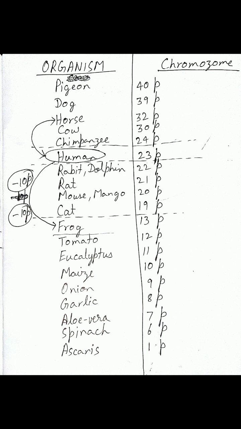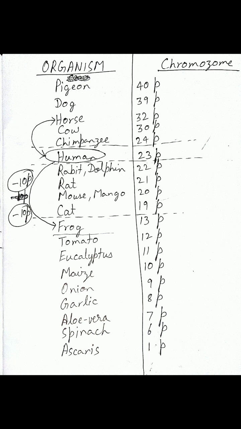Okay, now subtract 1 from it, you have 10, and 10 is for maize. Eucalyptus is a tree, but another crop-like structure is maize or makka. Makka, or corn, has 10 pair of chromosomes. Eucalyptus is very tall. Maize is also tall, but it is a crop. It is not as tall as a tree, but it's still tall, tall in terms of a crop, just like sugarcane.